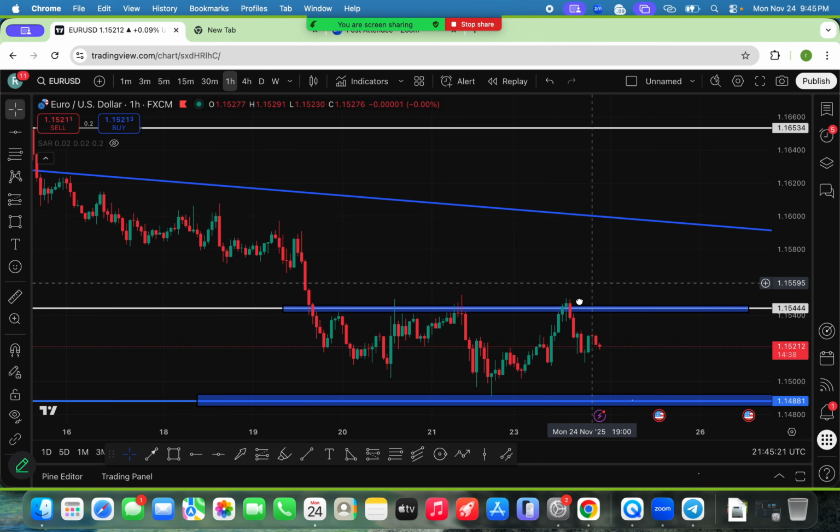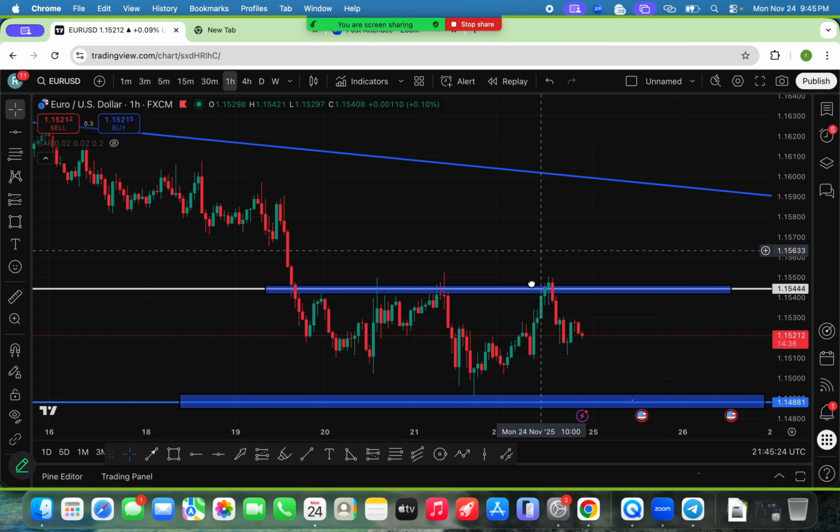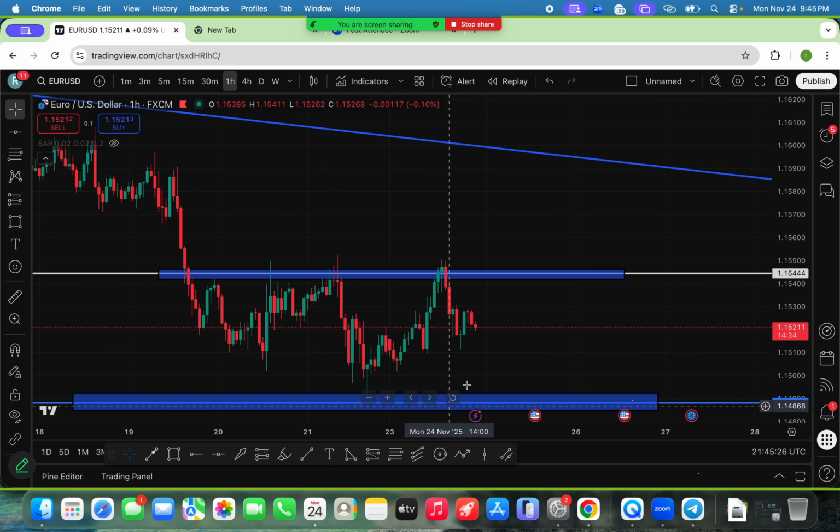Great. You get it. Now you can see you have a very nice analysis. If price gets here, you get your confirmations, you can buy. If it gets here, you get your confirmation, you can sell.